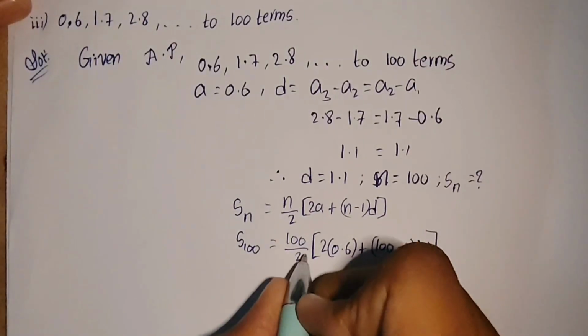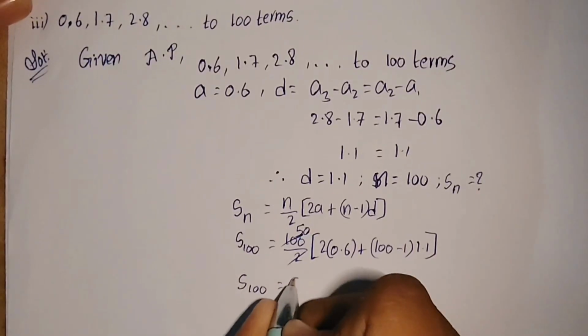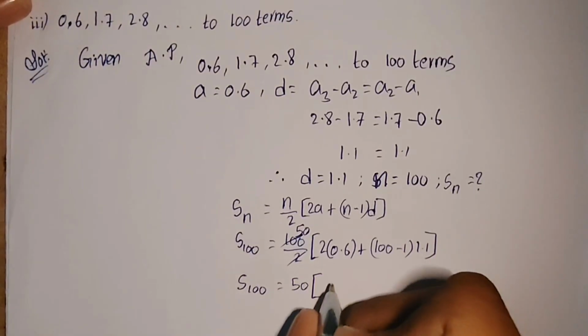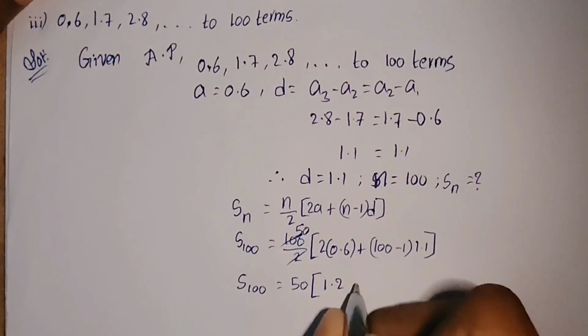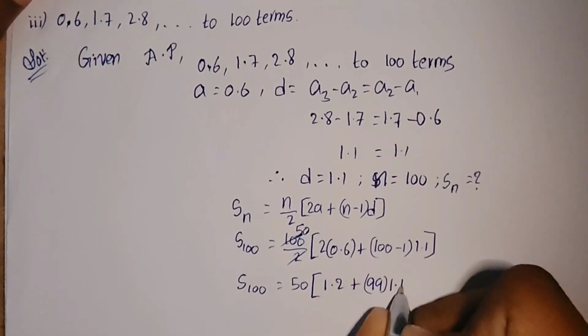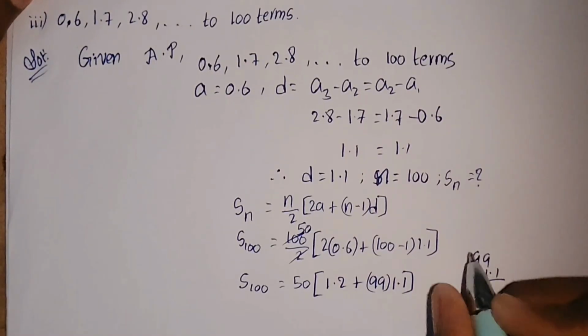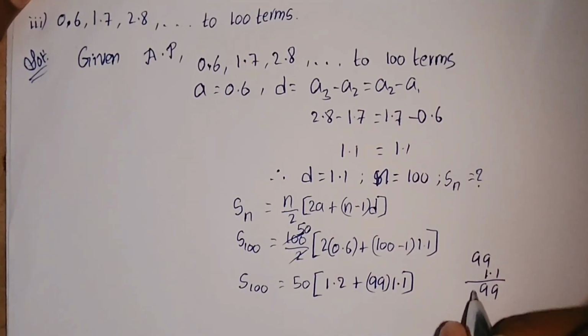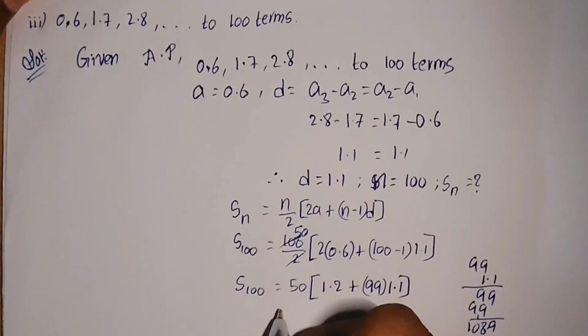So 2 ones are 2, 50 is a 100. So S base 100 is equals to 50 into 2 into 0.6, 1.2, plus 100 minus 1 means 99 into 1.1. So 99 into 1.1. 1 into 99, 99. 1 into 99, 99. So 9, 9 plus 9 means 18, 9 plus 1 means 10. Here 1 point. So 108.9.